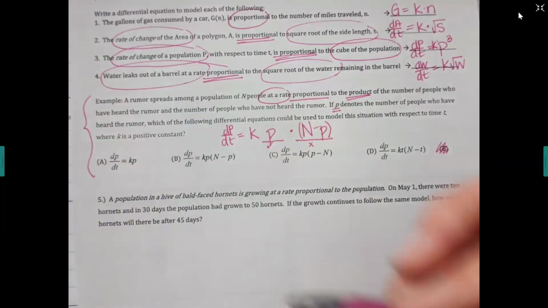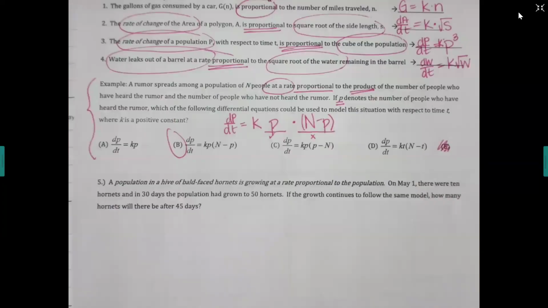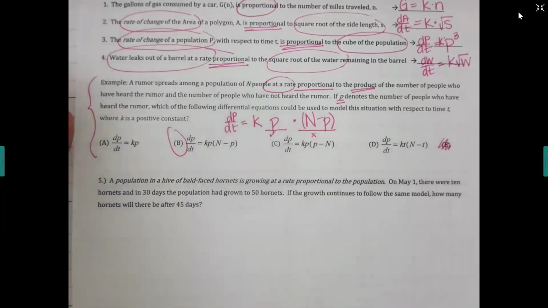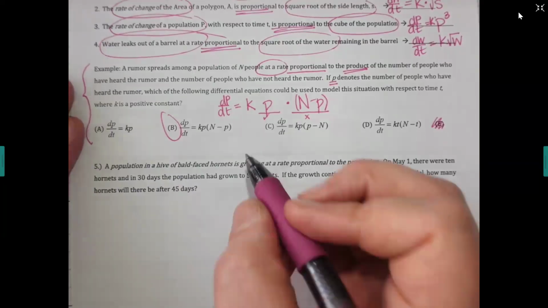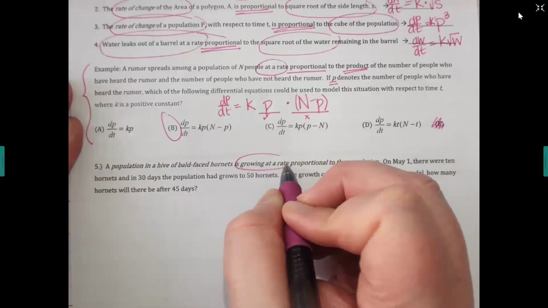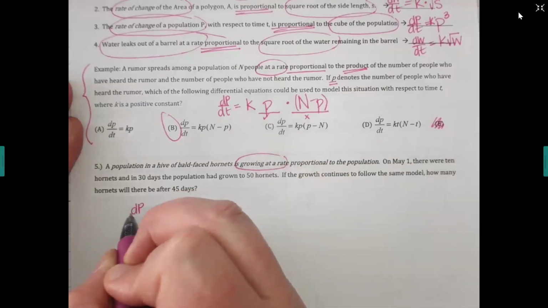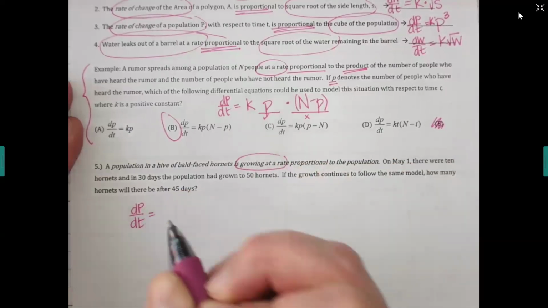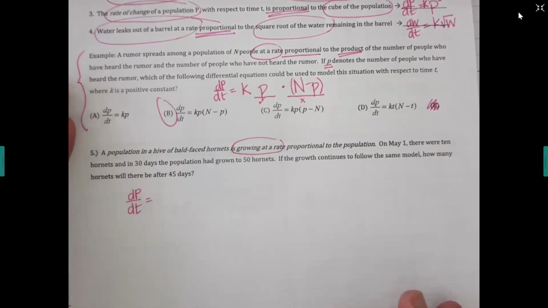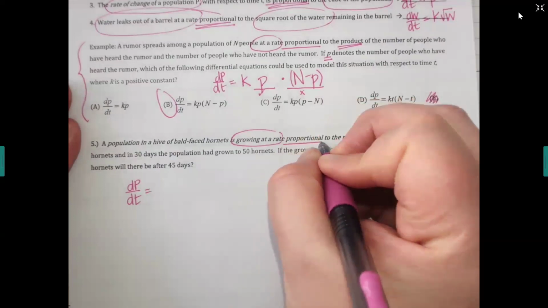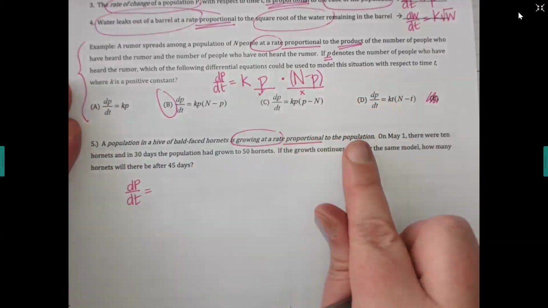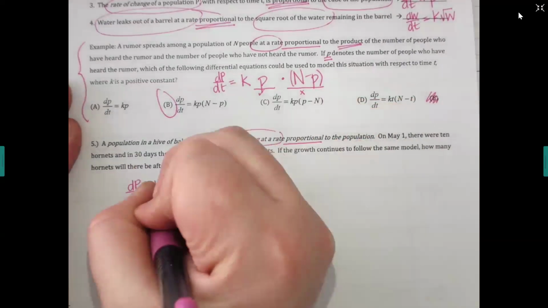Okay, now let's get into actually solving. So take a look at number 5. It says a population in a hive of bald-faced hornets is growing at a rate, that would be dP/dt, because this is how fast the population of hornets is growing. And what is it proportional to? The population. So we'll put kP.